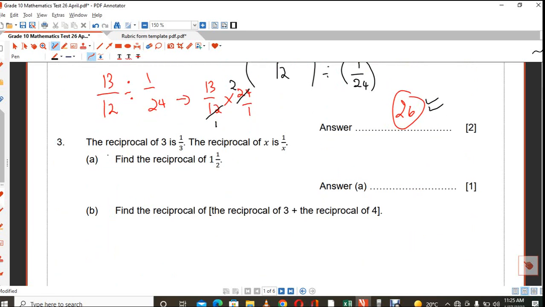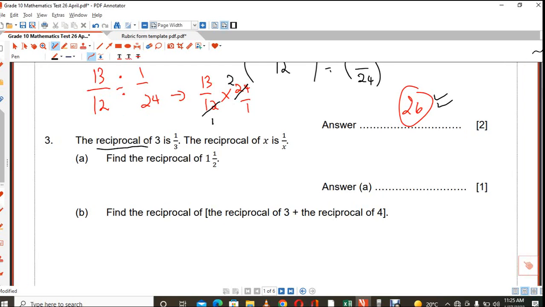Linda, can you pronounce this word, please? Reciprocal. But you know that because I gave you the information. Any number multiplied by its reciprocal is always going to equal what? To 1. You understand? 1/3 times 3 is 1. 1/4 times 4 is 1.